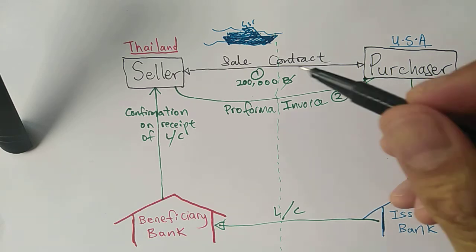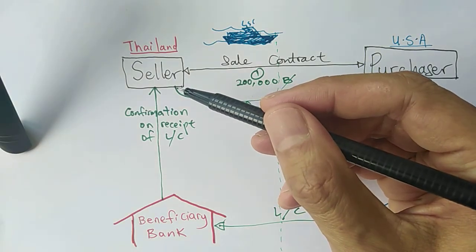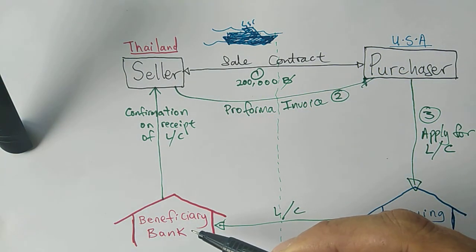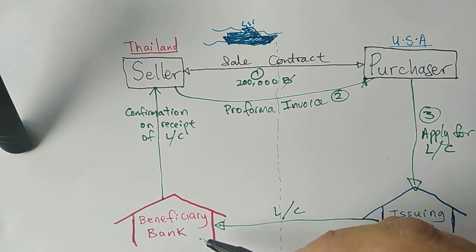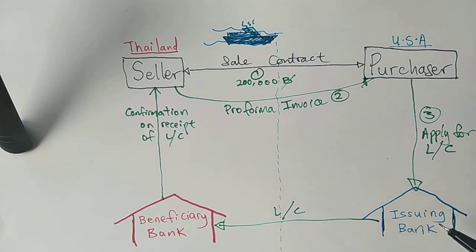When the seller gets the confirmation from the bank, from the beneficiary bank, let's say Kasikorn Bank, K Bank, right? That the letter of credit has arrived, the so-called guarantee from the purchaser's bank has arrived.